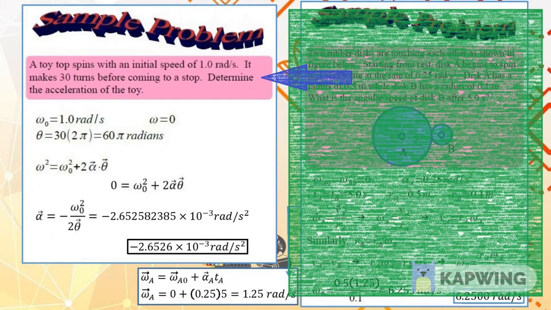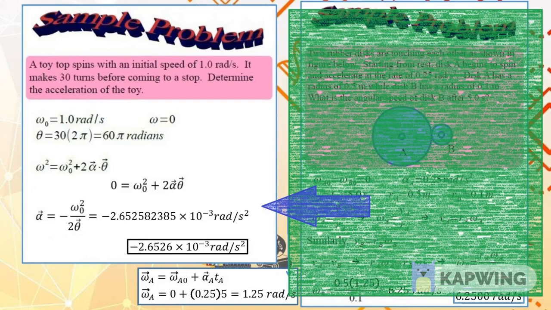Now, the object here certainly has acceleration. As you can see, initially it has an angular speed of 1 radian per second, eventually coming to a stop. Final angular speed is 0. The angular speed, or in this case, the angular velocity changes. Therefore, the object has acceleration.